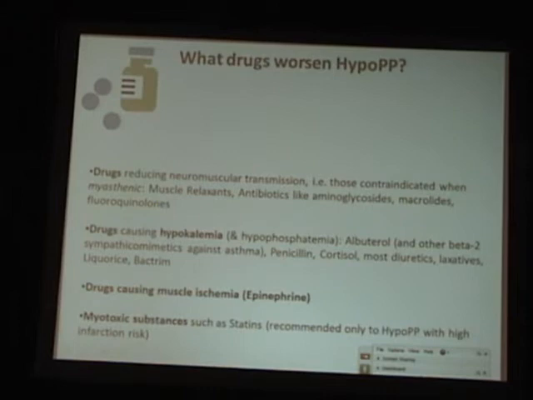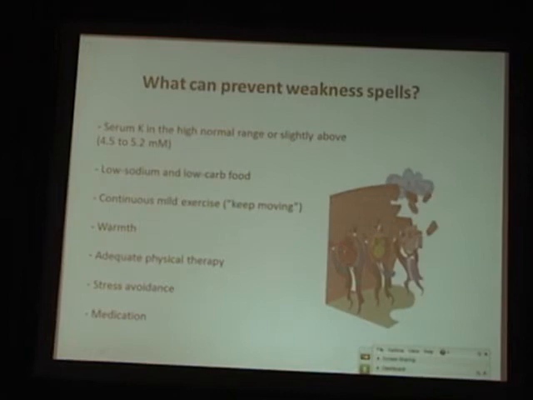These are the drugs, you have that on the website, that can worsen hypo-PP. We already talked about statins, myotoxic and chloride conductants, and we talked about drugs that cause muscle ischemia, like epinephrine. This is another summary of what we have to prevent weakness spells. Continuous mild exercise is an important point to keep your muscles as healthy as possible. Low sodium, low carb diet, you all know that.